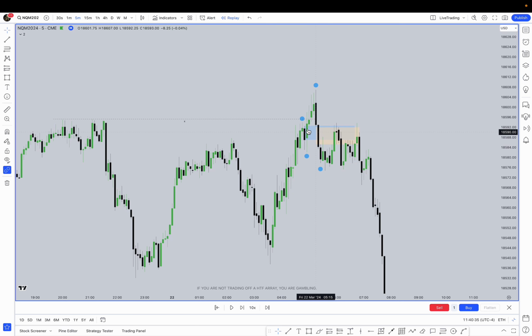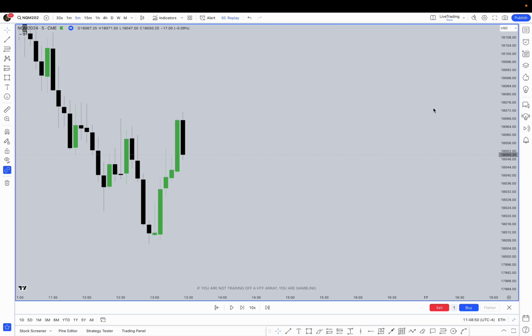And this is a very high probability setup with clear draws on liquidity. We have all these lows here, and this happens every single day. Now let's take a look at a bullish breaker block.